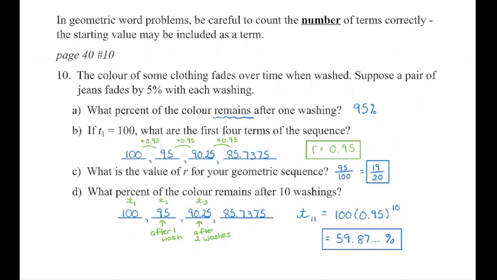We're asked to determine the percent of the color remaining after 10 washes. If you think about your question, this is the starting color. After 1 wash, we're on term 2. After 2 washes, we're on term 3. So after 10 washes, we're actually going to be on term 11. So 11 minus 1, when we put it into the formula, gives us that exponent of 10. So we're going to have about 59.87% of the color left.